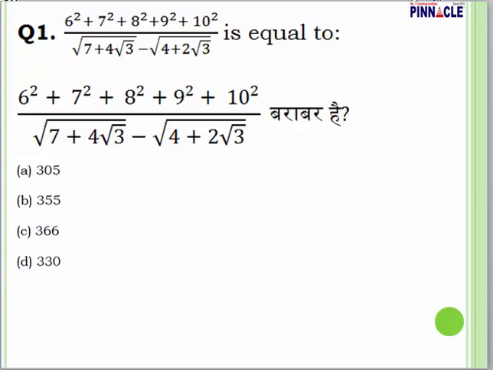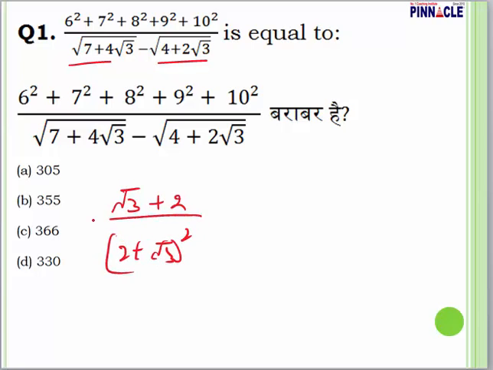Now question number 1 is 6 square plus 7 square plus 8 square plus 9 square plus 10 square divided by the square root of 7 plus root 3 and root minus 4 plus 2 root 3, entire whole root, you can say. Now we have to solve this question. This is a simplification question, so let's first solve this. This is equal to 2 plus root 3, because we have to write the bigger term first. So it should be equal to like this.